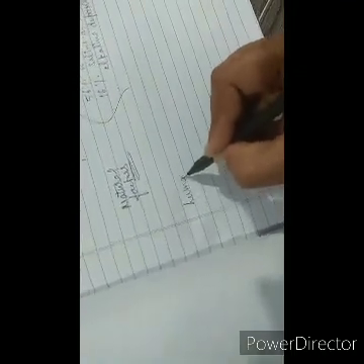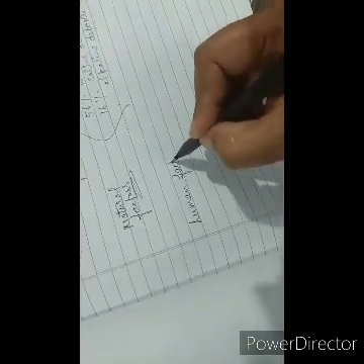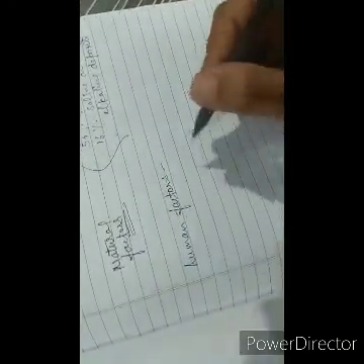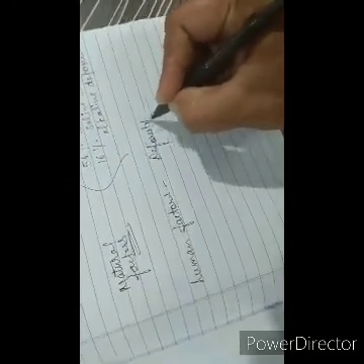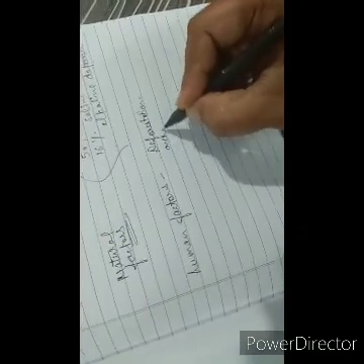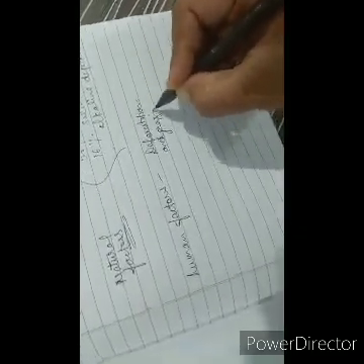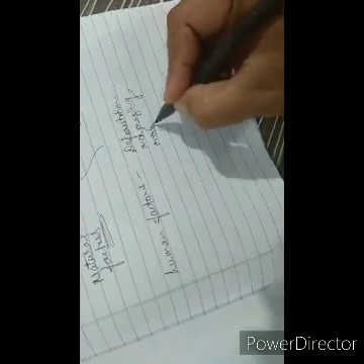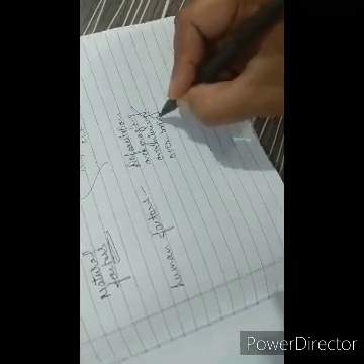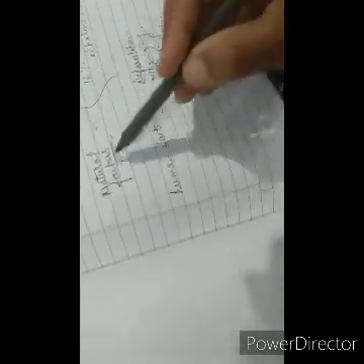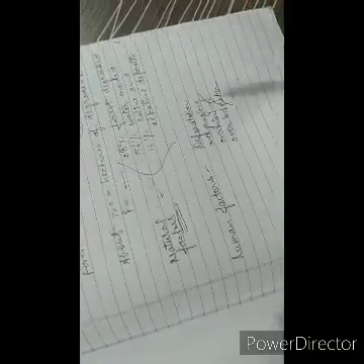Some human-made factors are also there. And which are those human-made factors? Like deforestation, overgrazing, overmining, over-irrigation, etc. So there are two types of reasons, as I explained to you, natural factors and human-made factors, which are responsible for the degradation of land resources.